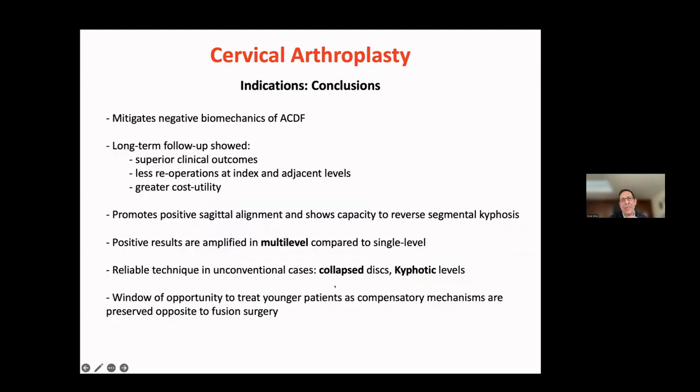So in conclusion, arthroplasty mitigates the negative biomechanical effects of ACDF. Long-term follow-up showed superior clinical outcomes, fewer reoperations at the index or adjacent level, and greater cost utility. It promotes positive sagittal balance and even has the capacity to reverse kyphosis. The positive results are amplified if you do multiple levels compared to single level. It's a reliable technique in unconventional cases like collapsed discs and kyphotic levels, and it's a chance to operate on younger patients as you preserve compensatory mechanisms as opposed to fusion surgery.